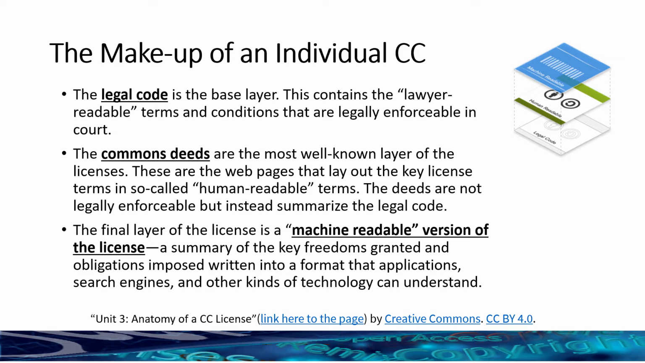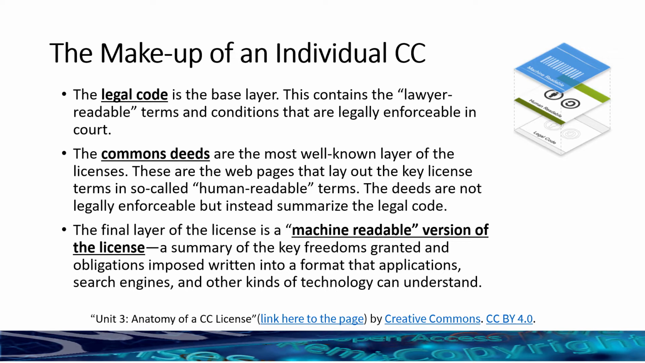The second layer is the common deeds. Those are the most well-known layers of the licenses. These are the web pages that lay out the key license terms in so-called human-readable terms. The deeds are not legally enforceable, but instead summarize the legal code. Some examples being the CC BY NC, and other types of forms and how they differ.